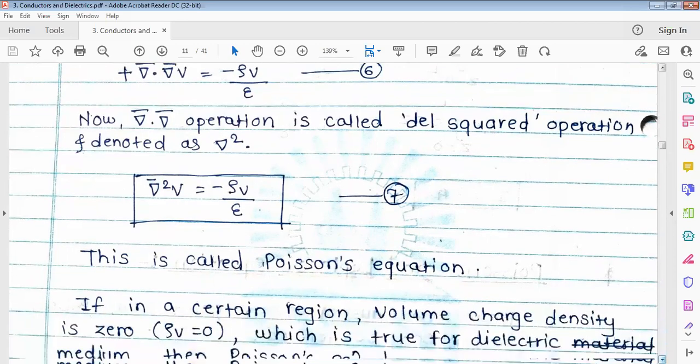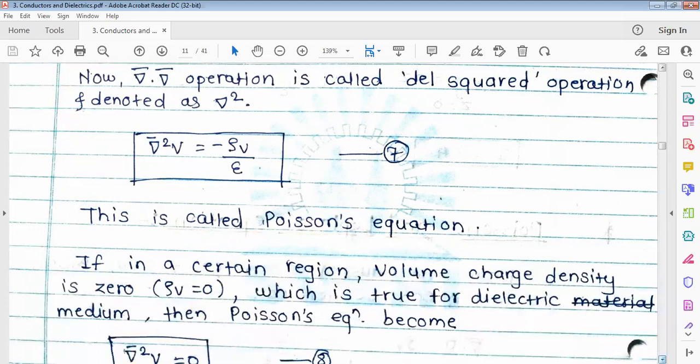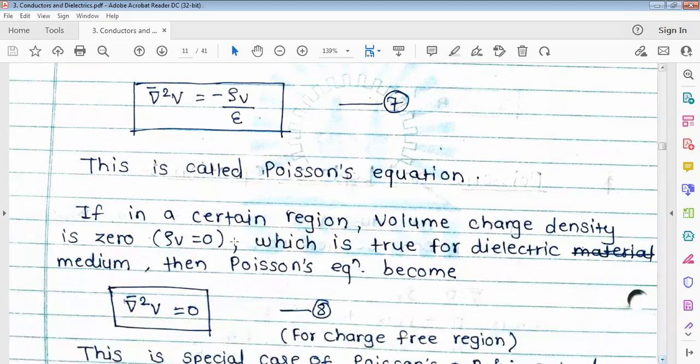This is called the Poisson's equation. Now the Laplace's equation. If in a certain region the volume charge density is rho v equal to 0, which is true for a dielectric medium, then the Poisson's equation becomes del square v is equal to 0.